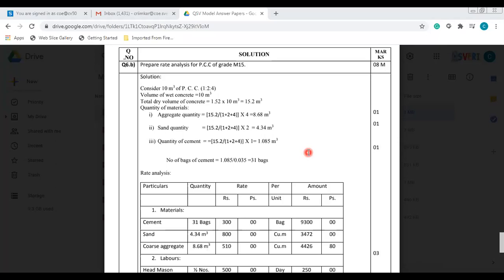Now it may happen that somebody will assume 1 meter cube, somebody will assume 10 meter cube, but don't assume 5 or 7 meter cube. No. Okay, so for solving problems, in university questions also, either you select 1 meter cube or you can go for 10 meter cube. Just keep this in mind while working on site practically.